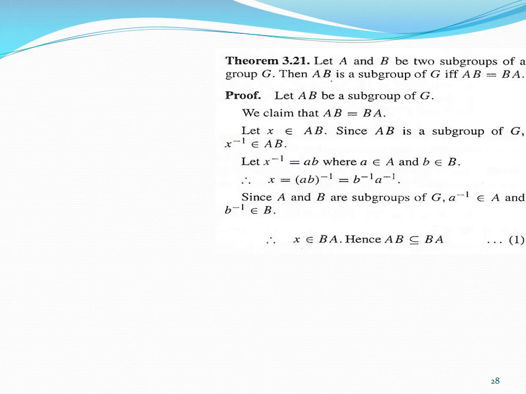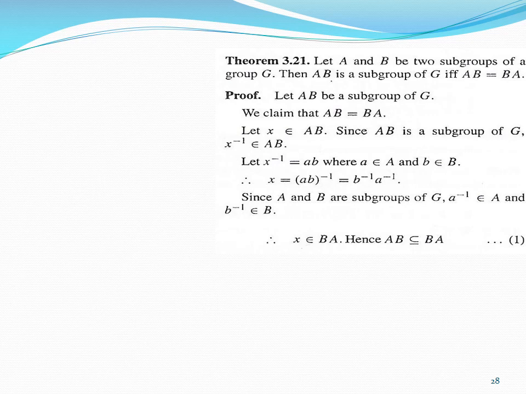Take AB to be a subgroup. Claim: AB equal to BA. Let x belong to AB. Since AB is a subgroup of G, x inverse belongs to AB. Next, what is x inverse? x inverse belongs to AB, so it is of the product form ab, where a belongs to capital A, b belongs to capital B.